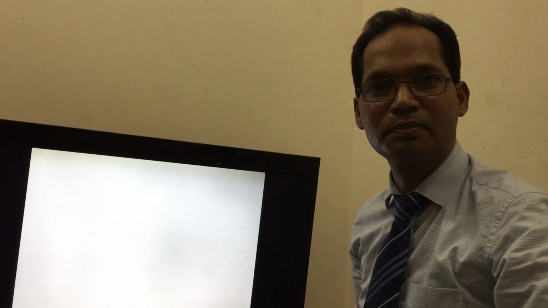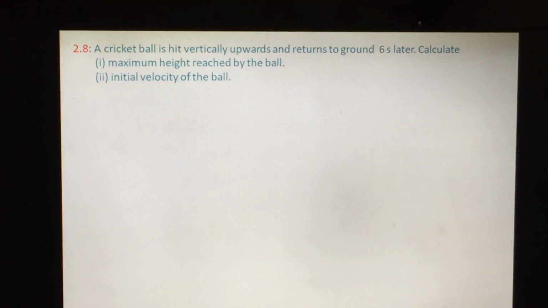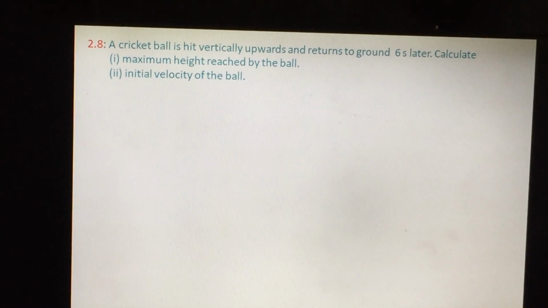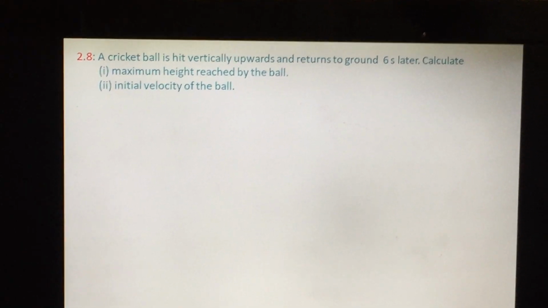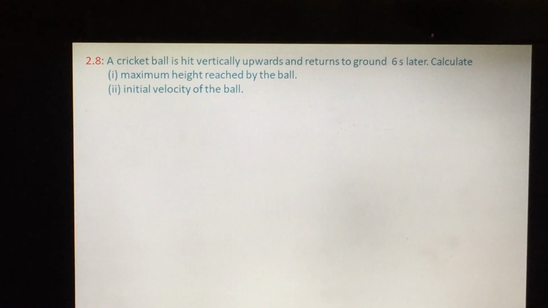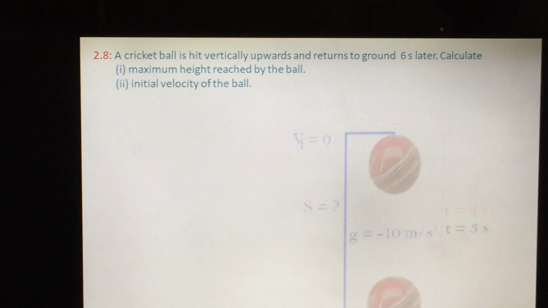Class 9 Kinematics, second unit, problem number 2.9. In this problem we have a cricket ball that is hit vertically upwards and returns to the ground 6 seconds later. Calculate, number 1, the maximum height reached by the ball, and secondly, the initial velocity of the ball.